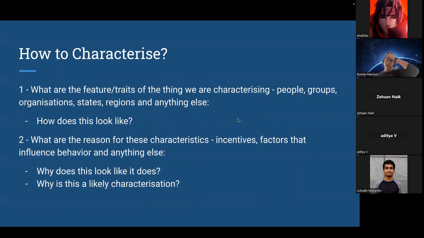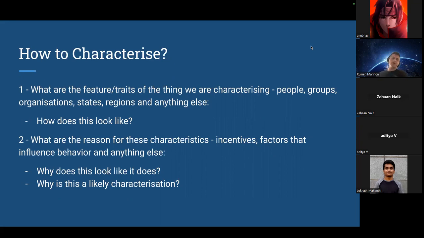Characterization has two components, basically. The first component is what are the features or traits of the thing that we're characterizing. So this could be people, groups of people, organizations, states, regions, religions, corporations, anything that's basically comprised of humans or human beings that can be explained. And also some other things.